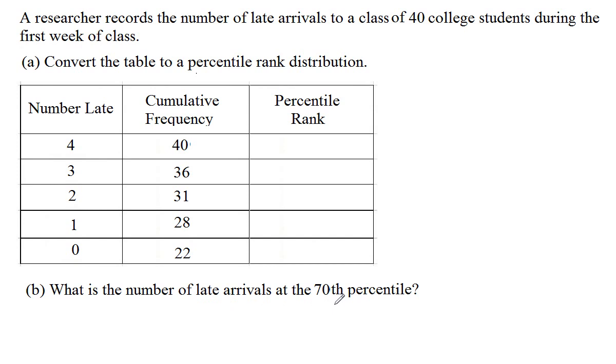So remember what percentile means. Percentile is the value with that percentage below it. So the 70th percentile right here, that is the value that has 70% of the data below.